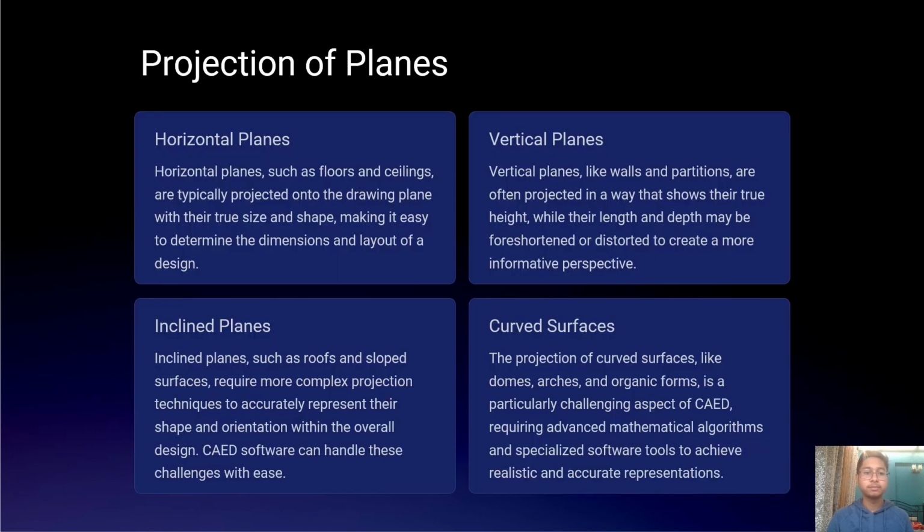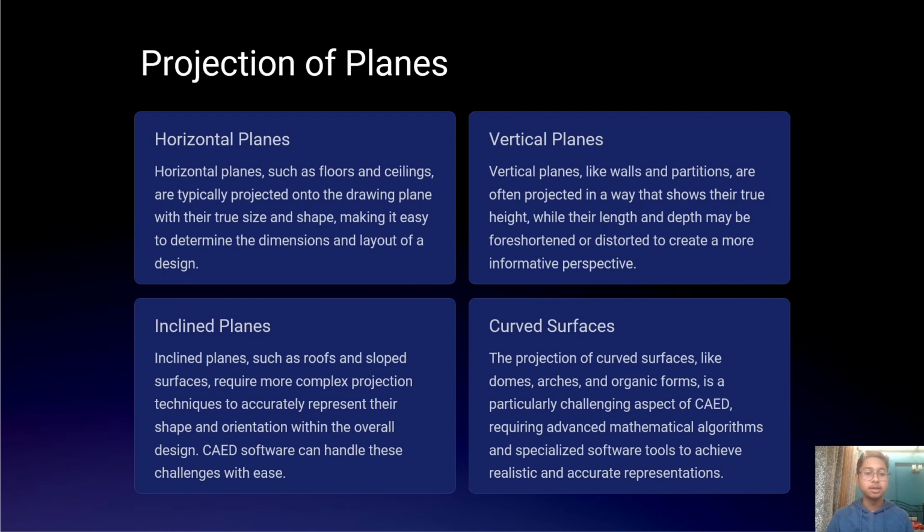Projection of planes. Horizontal planes. Horizontal planes such as floors and ceilings are typically projected onto the drawing plane with their true size and shape, making it easy to determine the dimensions and layout of a design. Vertical planes. Vertical planes like walls and partitions are often projected in a way that shows their true height, while their length and depth may be foreshortened or distorted to create a more informative perspective.